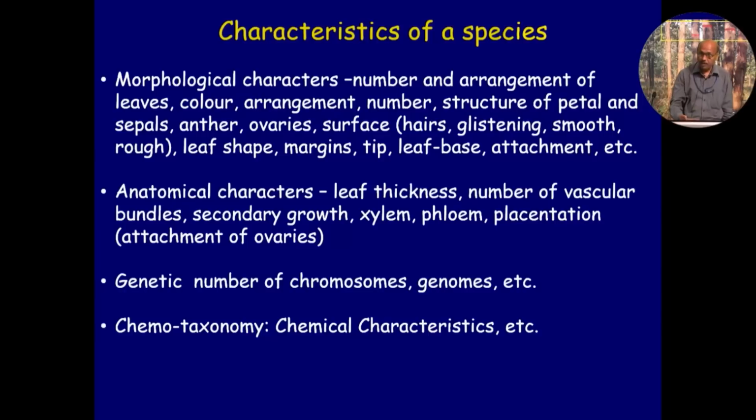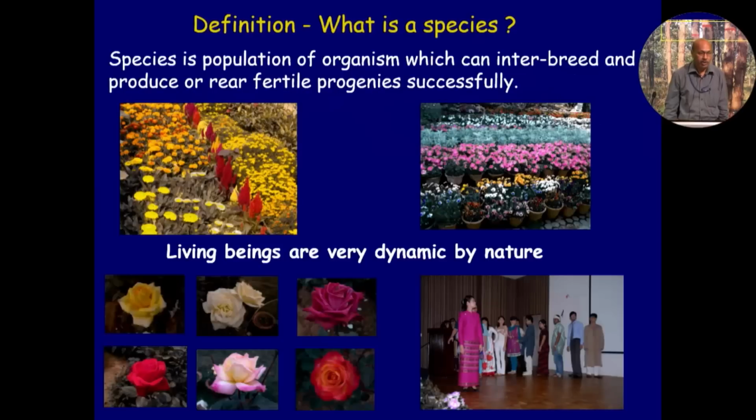So anatomical characters, morphological characters and genetic characters, that is the basis of species. And sometimes now we talk about chemotaxonomy and all that.